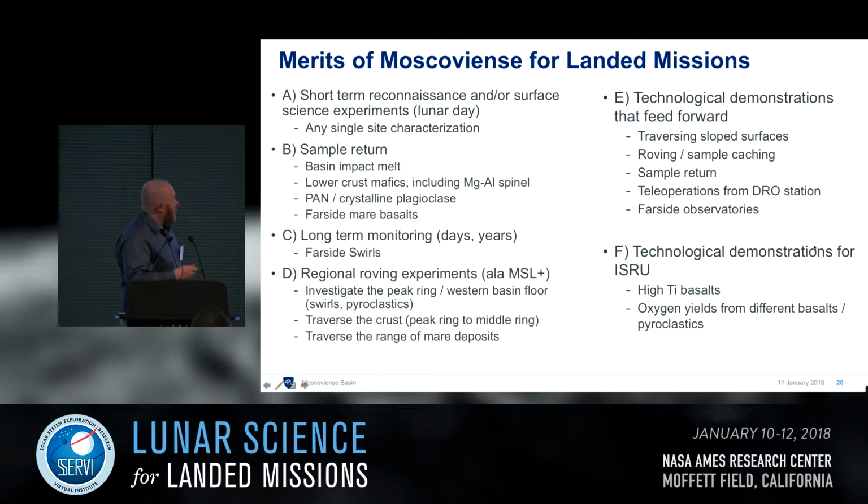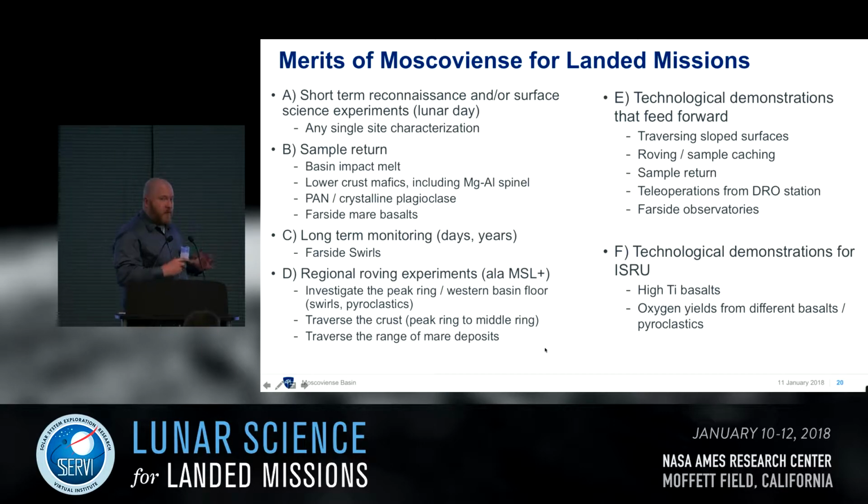So I think I'm pretty much out of time, but I just wanted to get out there that Moscoviense has a lot of different things going on. You can imagine lots of single-day missions, which would choose any individual type of study that you want to do. You also could do lots of interesting sample return missions, including the basin impact melt, these lower crust mafics, the spinels, pure plagioclase, and far side Mare basalts for the first time. You also have a far side swirl if you want to monitor. And then you can imagine all kinds of roving experiments.